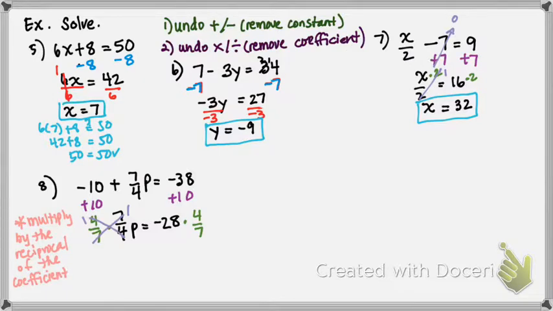Okay? So what do we got? 1 times p is p. 7 goes into itself once, and into negative 28, negative 4 times. Negative 4 times positive 4 is negative 16. All right, this one's way too much for my brain at this time of night to do, so I'm just going to go ahead and check it this way.